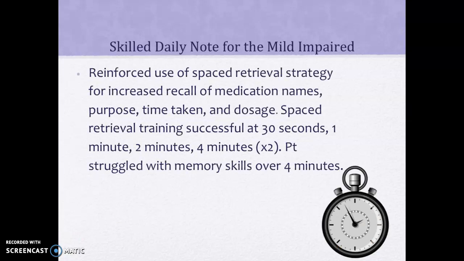Now, for the skill of daily notes for the mild impaired, I state that I, as a clinician, reinforce use of spaced retrieval strategies for increased recall of medication's name, purpose, time taken, and dosage. Spaced retrieval training successful at 30 seconds, 1 minute, 2 minutes. 4 minutes, the patient only could do it twice. Patient struggled with memory skills over 4 minutes.